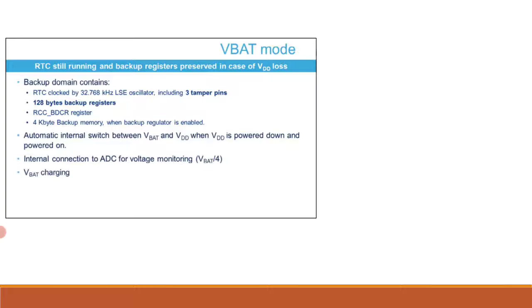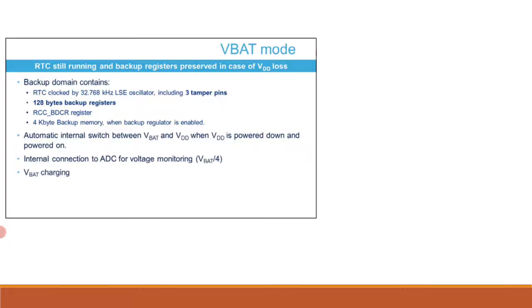The backup domain also contains the RTC clock control logic in case VDD drops below a certain threshold. In case VDD drops below a certain threshold, the backup domain power supply automatically switches to the VBAT. When VDD is back to normal, the backup domain power supply automatically switches back to VDD. The VBAT voltage is internally connected to an ADC input channel in order to monitor the backup battery level. When VDD is present, the battery connected to the VBAT can be charged from the VDD supply.